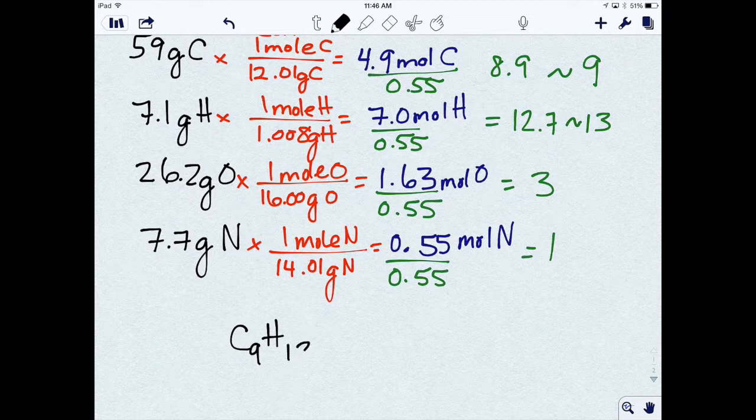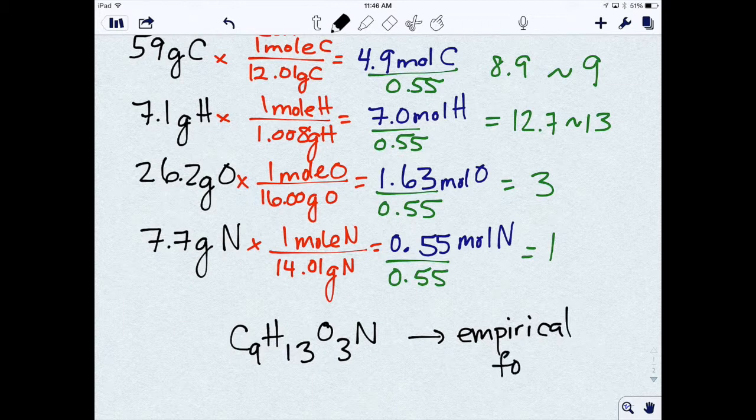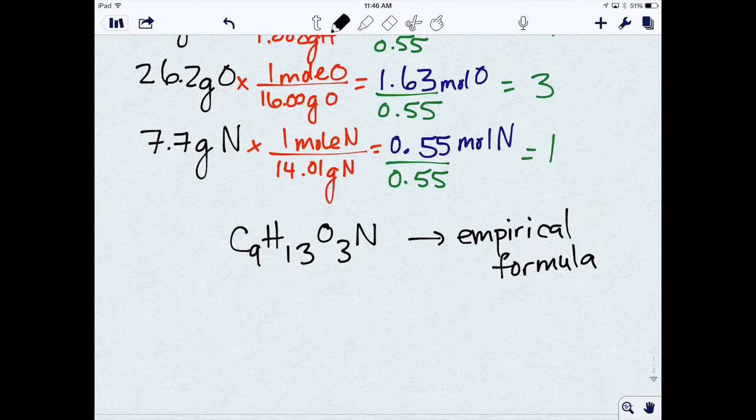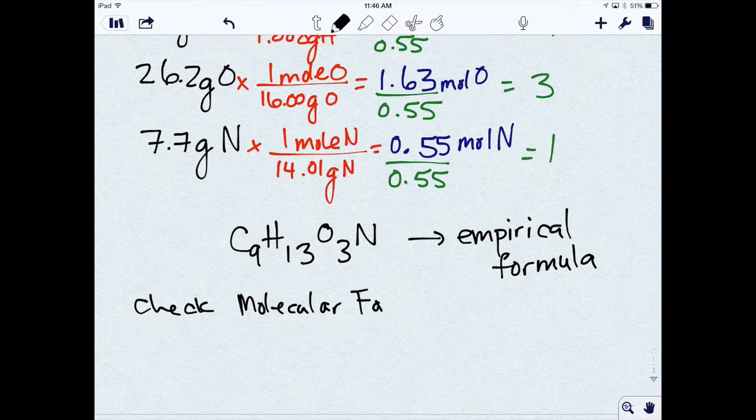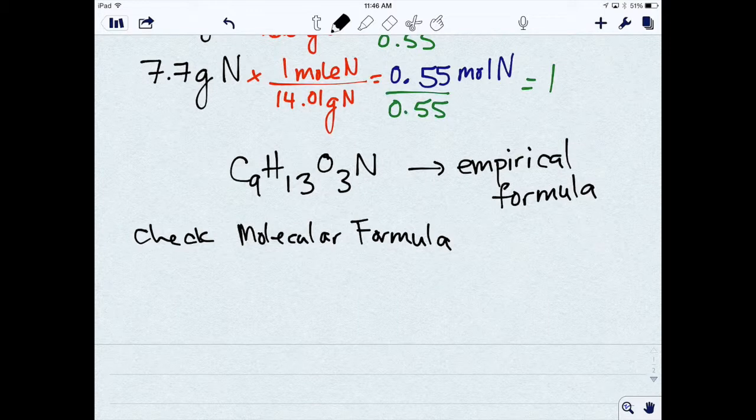Okay, so we're going to have C9H13O3N as our empirical formula. Again, empirical formulas are just the basic whole number mole ratios of these atoms inside of a formula. Now let's check the molecular formula and see if the molar mass of this compound is going to match that molecular weight given at the beginning of the problem.